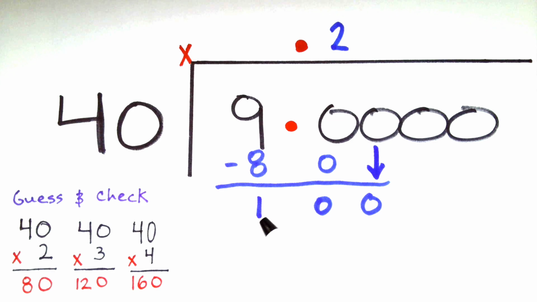So I bring down that 0, it turns that 10 into 100. I have my new target of 100. So which guess and check? Times 3 gives me 120, times 4 is 160. Those are just too much. They're larger than 100, so I can't use those.